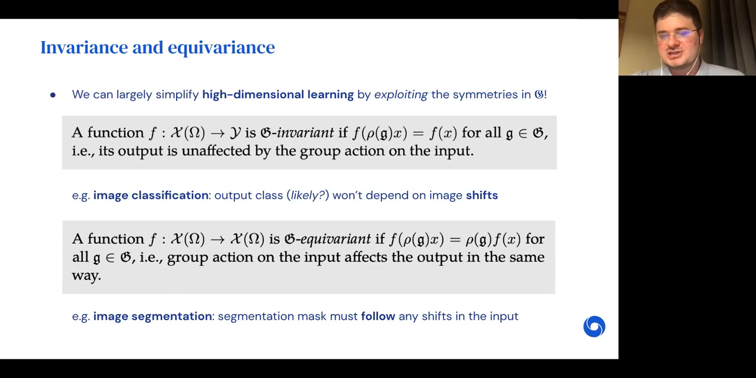If no matter what group action I perform, it will change the output, but it will change it in a predictable way, such that it doesn't matter if I do the group action before or after applying my function. So in this particular case, the input and the output of the function are affected by the group in the same way. So in the case of image segmentation, where you have to classify every pixel of the image for existence of objects, and you have a particular segmentation mask coming as the output of your neural network, if your function is shift equivariant, then any shifts I perform in the input image must be also applied to the resulting mask. So the mask must follow any shifts in the input.